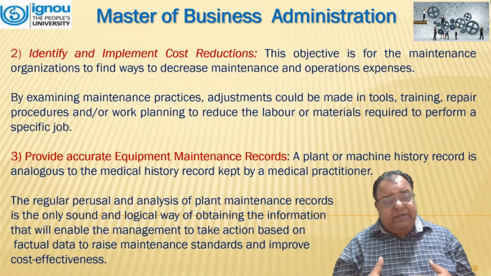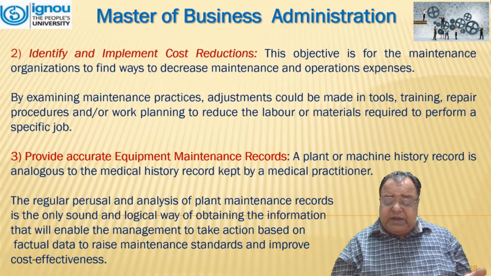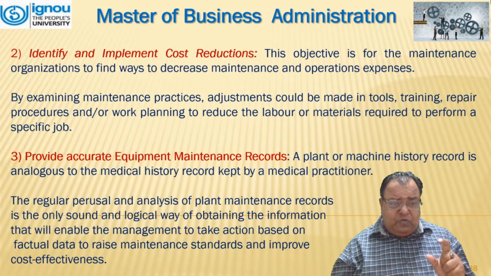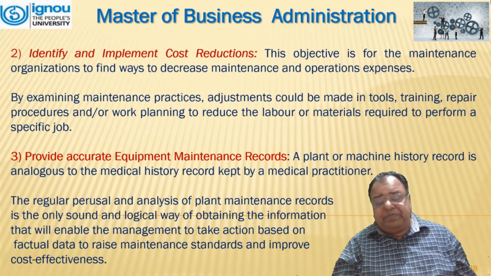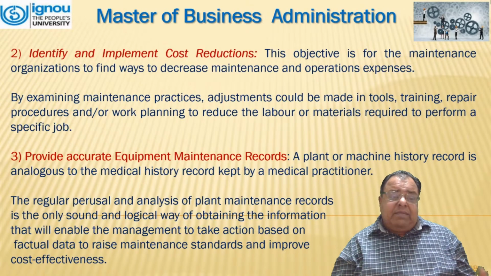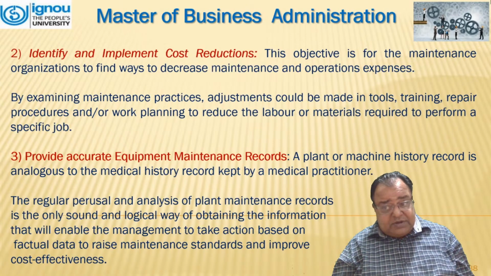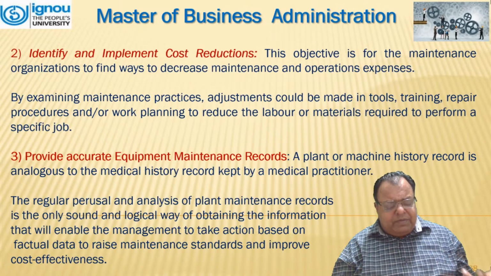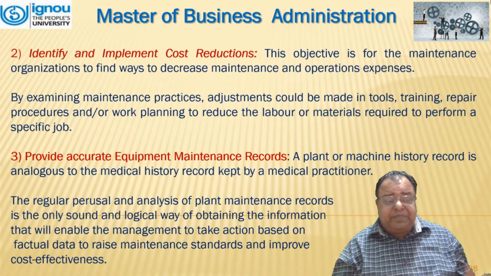Second one is identify and implement cost reductions. This objective is for the maintenance organizations to find ways to decrease maintenance and operations expenses. By examining maintenance practices, adjustments could be made in tools, training, repair procedures, and or work planning to reduce the labor or material required to perform a specific job.